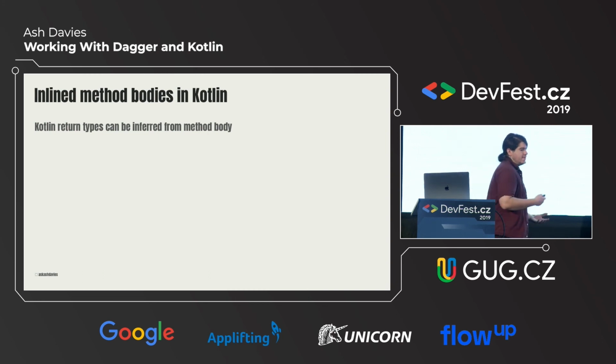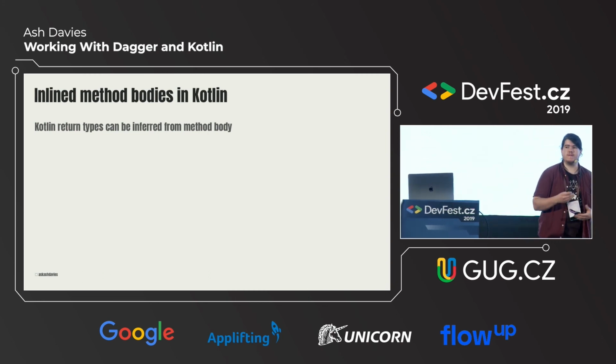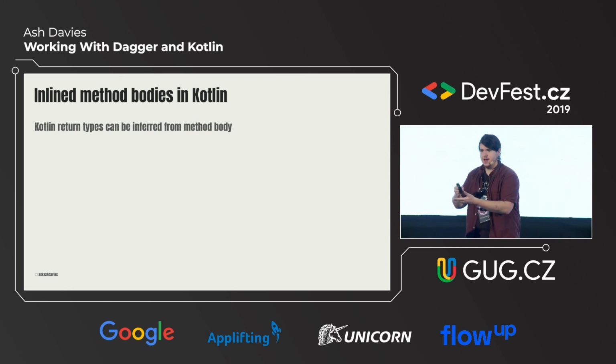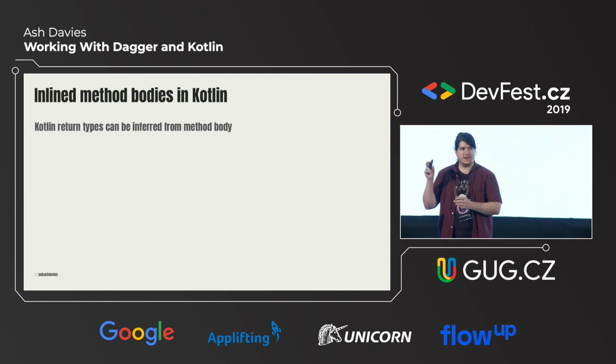Inline methods in Kotlin. Kotlin returns types that have been inferred from the body. You're probably familiar with this if you have methods with return types, say if you're returning a string, and then you don't actually specify that the type is there, but your IDE will have this at the end as a kind of a hint.